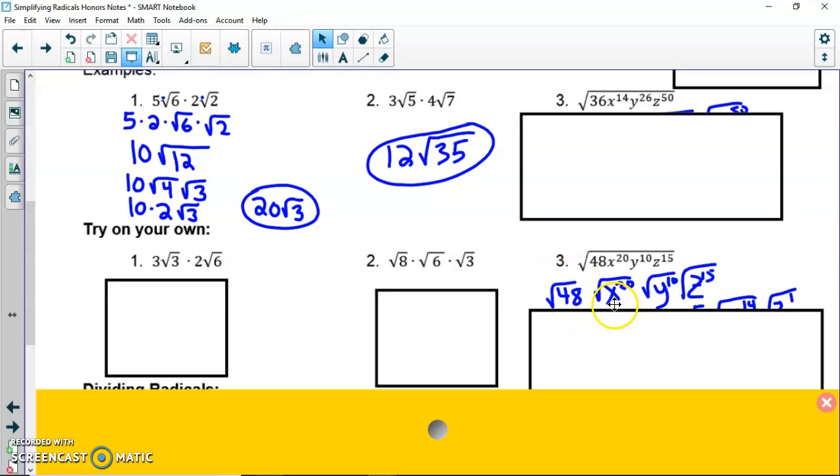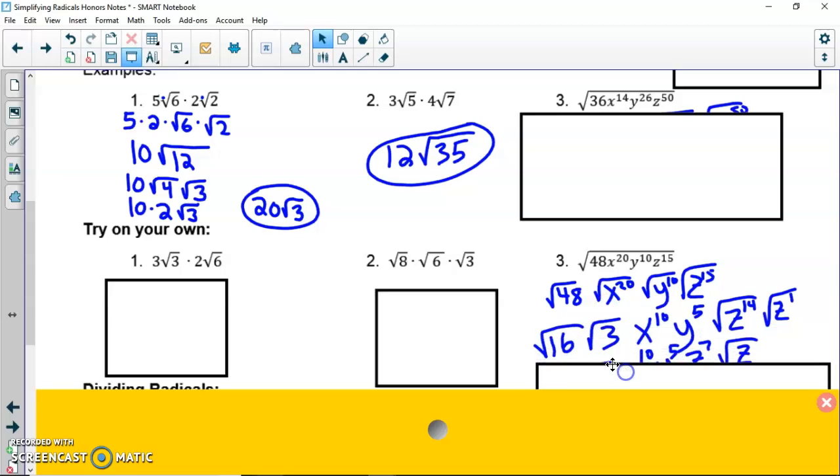For the square root of x to the 20th, you're thinking, what times itself is x to the 20th? Well, 20 is not a perfect square, but that's not what you're thinking. You're thinking x to the 10th times x to the 10th is x to the 20th, because if you remember those laws of exponents, you add the exponents. So here we'd really be ending up with x to the 10th. So the square root of x to the 20th is x to the 10th, because x to the 10th times x to the 10th is x to the 20th.